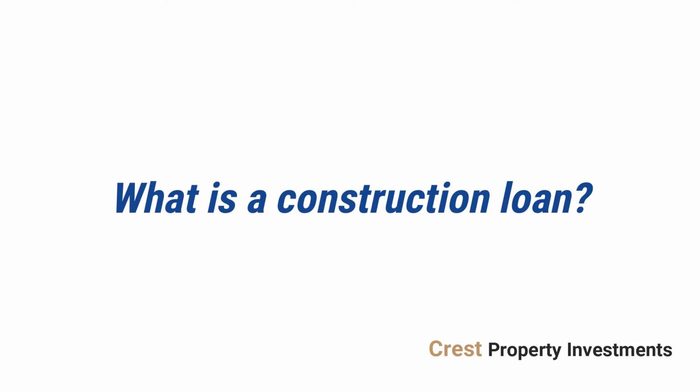What is a construction loan? When buying a house and land package, it's generally required to purchase it in a two-part contract. You essentially sign and pay for the house and the land separately, even though the purchase is combined.